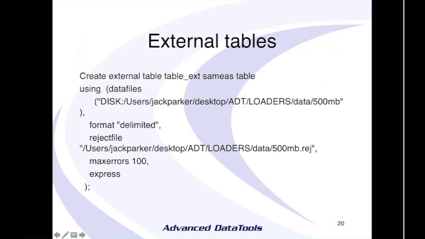And then using your data files, in this case I'm saying use a disk file. You can also use tape or pipe. Format is delimited. If there are rejects, I want you to kick them out to this reject file. And most importantly, at the end there, I want to do them in Express. I have to put in a plug here for Mike Walker. He's going to be giving a longer talk on external tables in a couple of webcasts.